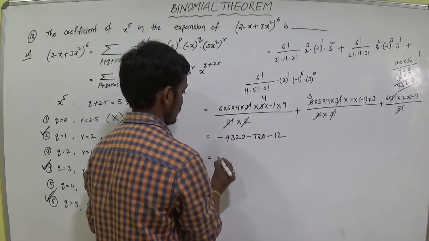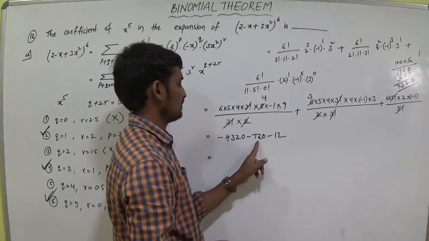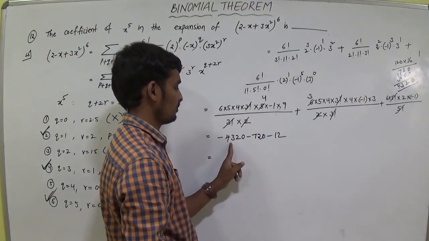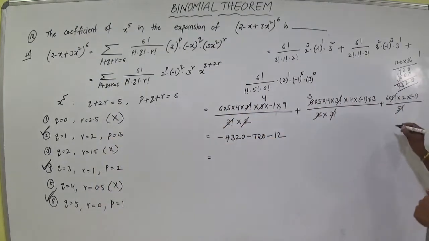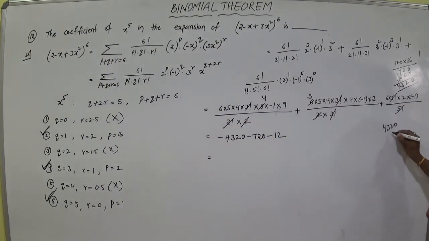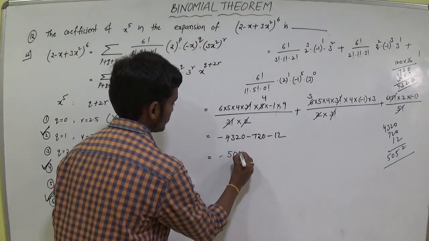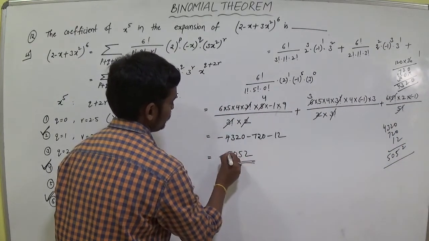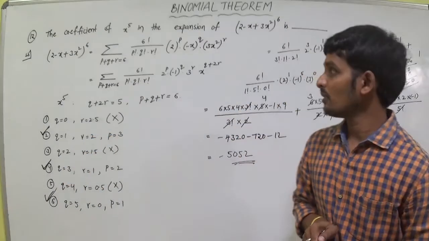You can add all of these. 4320, 720, 12, 2, 5, 0, 5. So the answer for the problem is 5052. This is the coefficient of x to the power of 5.